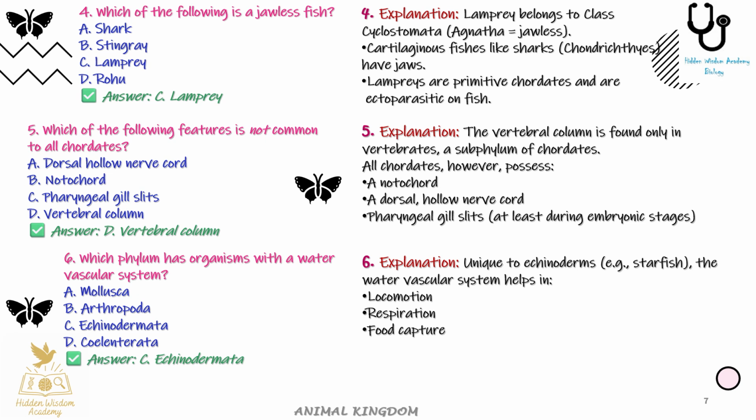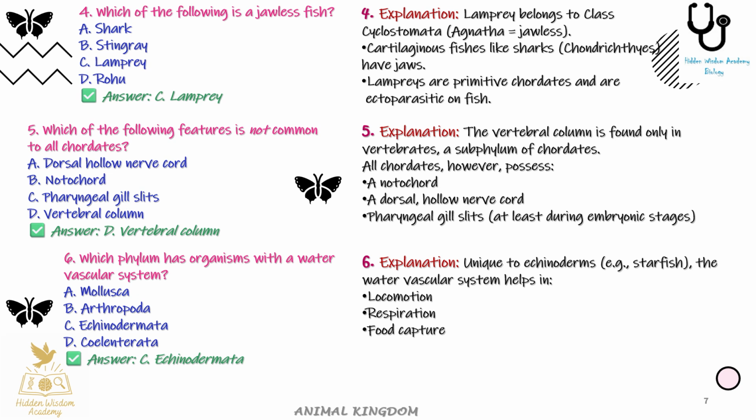Let's move to question 4. Which of the following is a jawless fish? Option A. Shark. Option B. Stingray. Option C. Lamprey. Option D. Rohu. Explanation. Lamprey belongs to the class Cyclostomata under the Agnatha group, which includes jawless vertebrates.